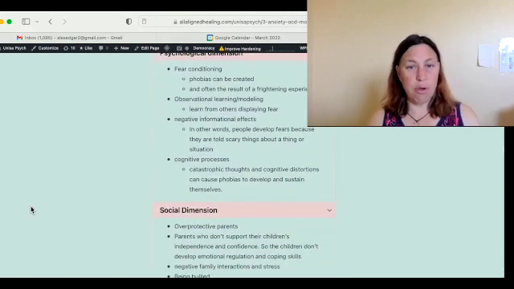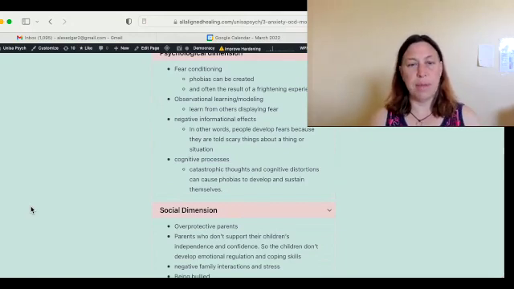Okay, cognitive processes. Catastrophic thoughts and cognitive distortions. That dog is going to kill me. Can cause phobias to develop and sustain themselves. Now you're conditioning yourself to be afraid, because every time you see that dog, you are more afraid.